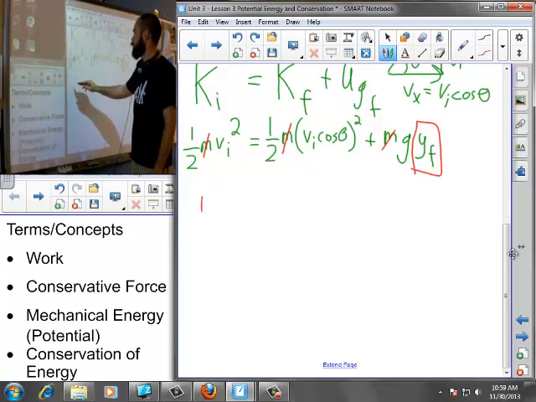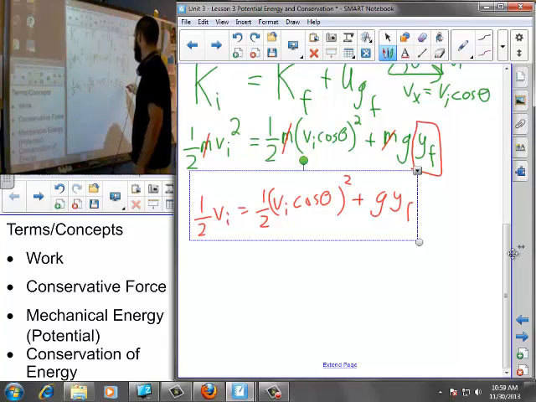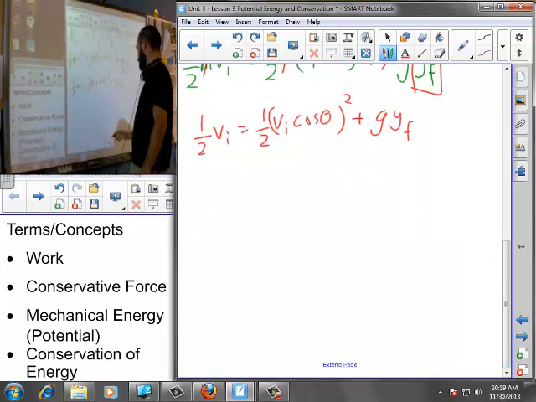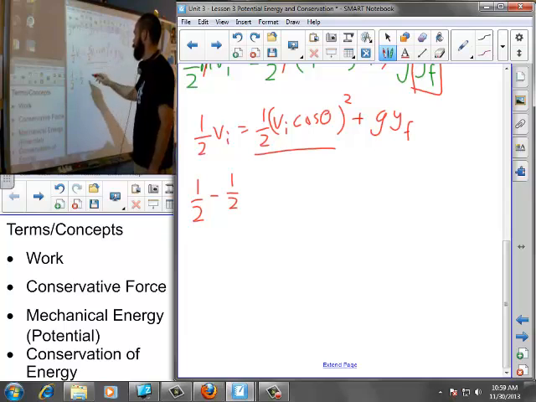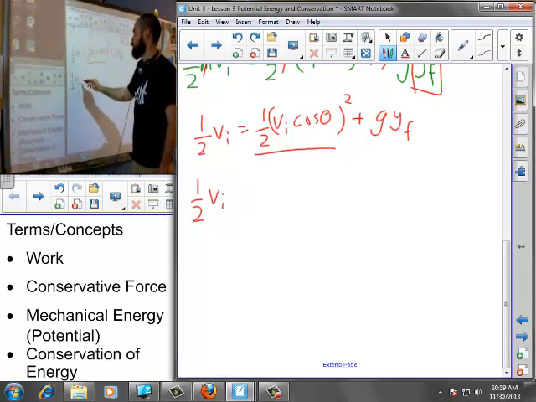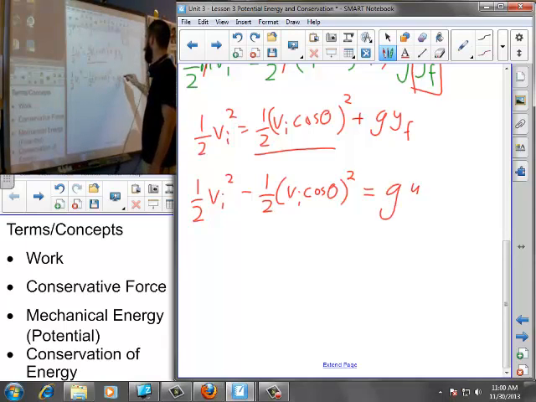So it looks to me like I have 1/2 of Vi squared is equal to 1/2 of Vi cosine theta squared, all of that, plus g yf. And I'll take a little time to do my algebra. I'm subtracting my portion here from both sides. Oops, I left out a square. I apologize for that. I'm sure there's some people out there who were nervous about that before. There we are. And all that's left is divide by g.